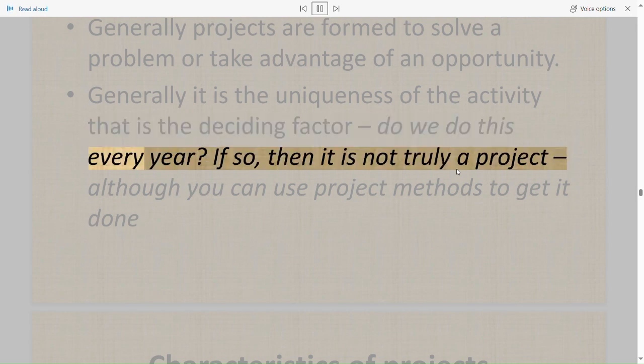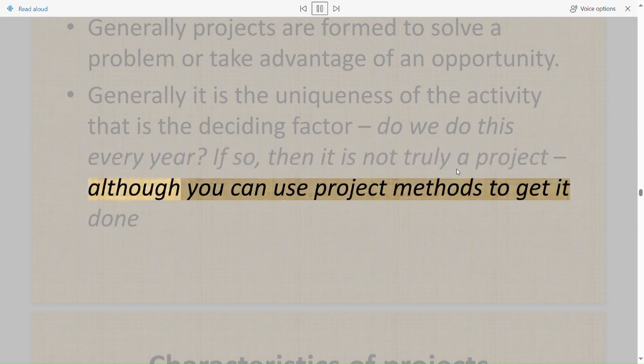Do we do this every year? If so, then it is not truly a project, although you can use project methods to get it done.